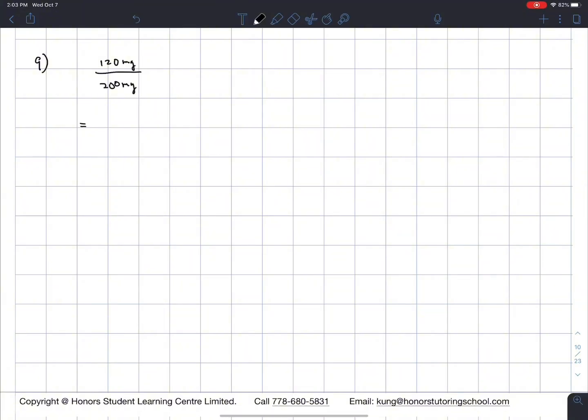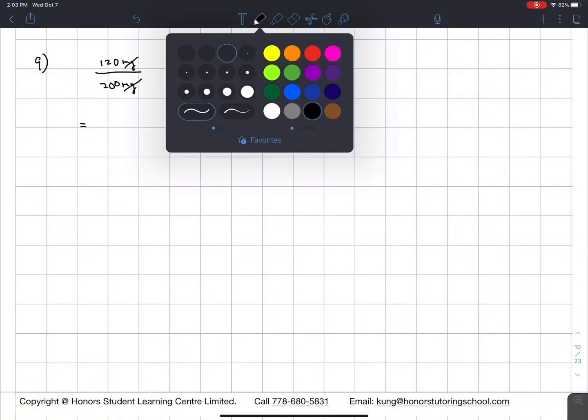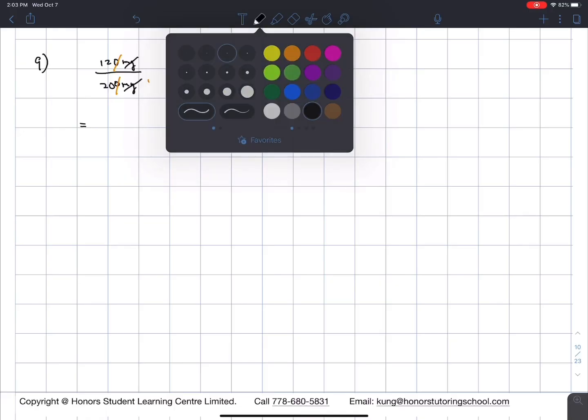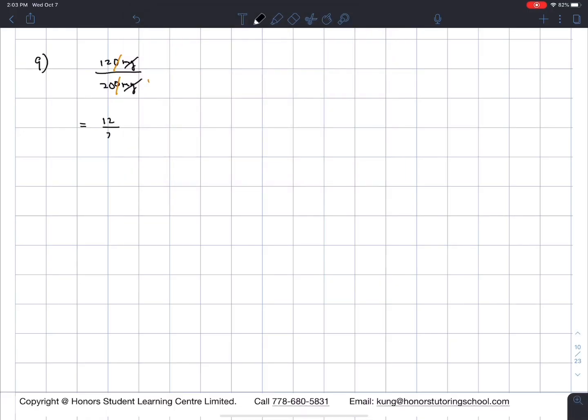And now we just need to simplify this. First of all, you can cross out the milligram because milligram over milligram is just 1. And furthermore, I can also cross out the zeros. I can cross out an equal amount of zeros from the numerator and denominator. This is really because I'm just dividing both the numerator and denominator by 10. That's why I can cross out the 0. So now I'm left with a much smaller fraction, just 12 over 20.